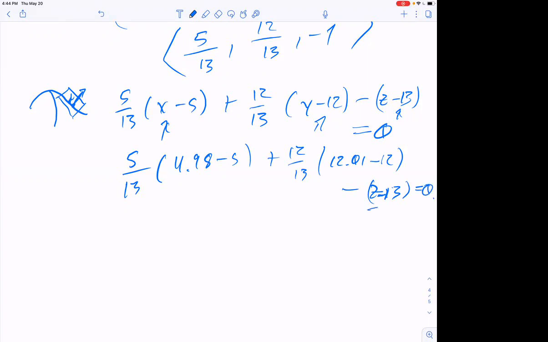Now all you have to do is solve for z, okay? And you get the value of the z coordinate along the plane at this new point. So I won't do that part. Does that make sense to everyone? Cool.